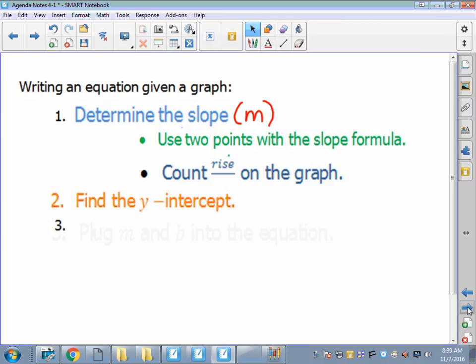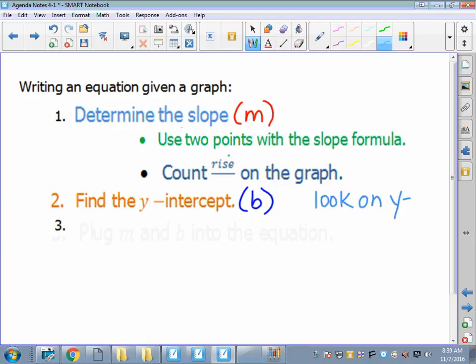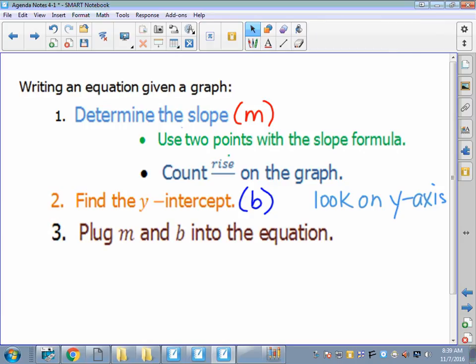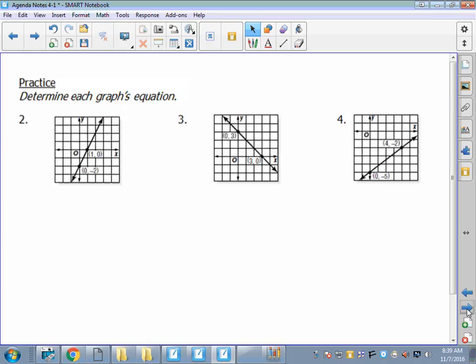Next, you need to find the y-intercept. On which axis will you look for the y-intercept? Right, you're always going to look on the y-axis. So where does the graph touch the y-axis? That is your y-intercept or your b value. And then you just put your m and your b into your equation, and you have got yourself an equation. So let's do one example like that. I've got a few there, but I think that you're going to see what we're doing because we've been doing this.